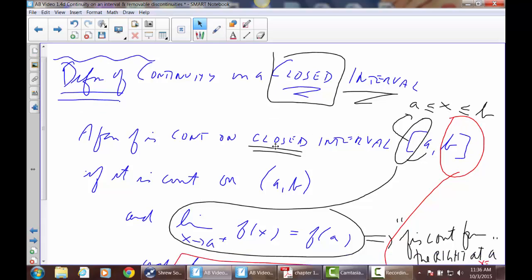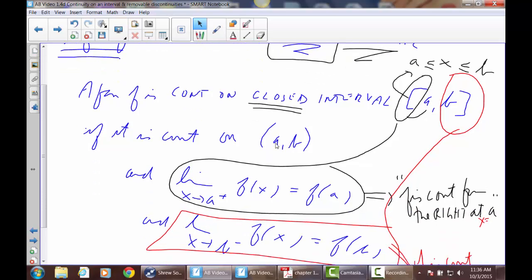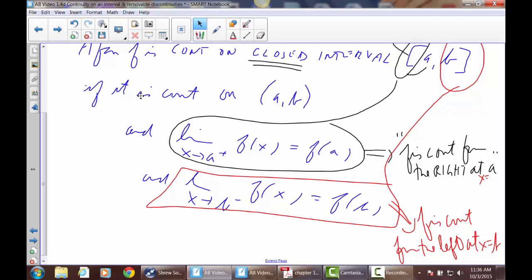Okay, now this is interesting. A function is continuous on a closed interval from a to b if it's continuous on the open interval, meaning it's continuous everywhere between a and b, and it's continuous from the right at x equals a, and it's continuous from the left at x equals b.